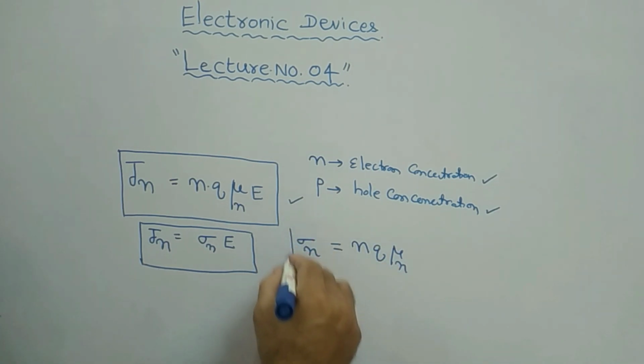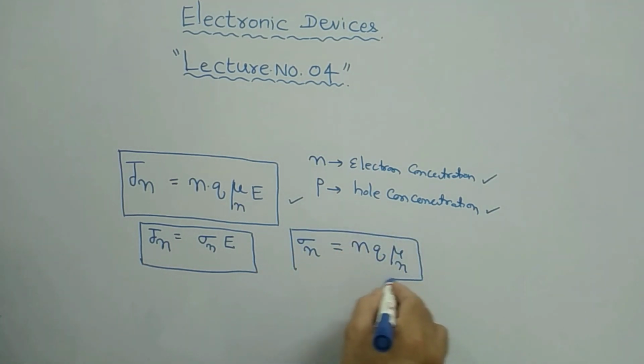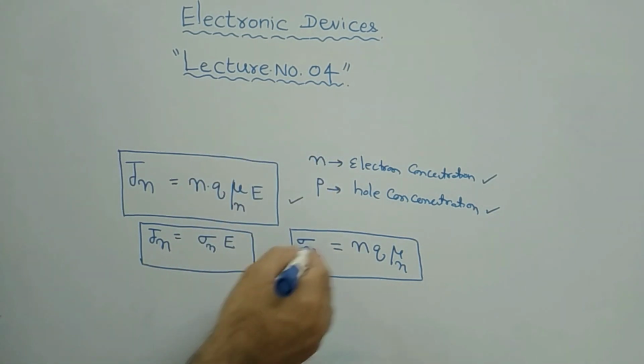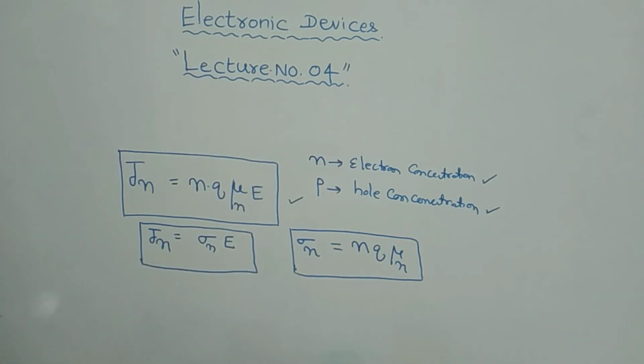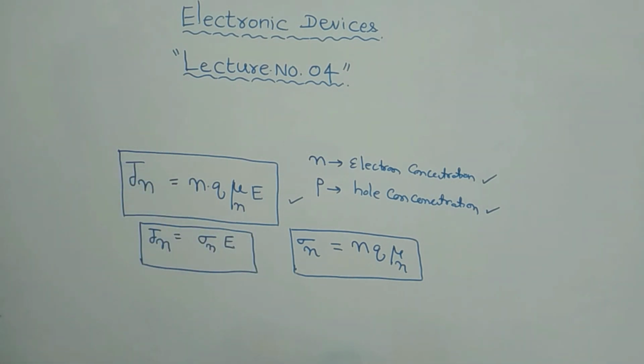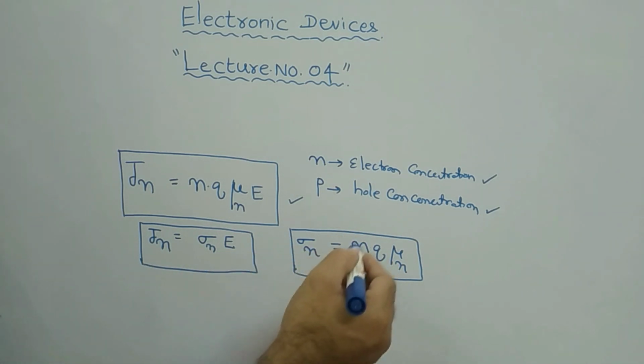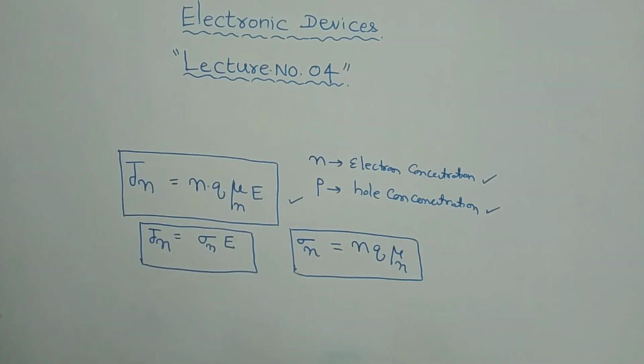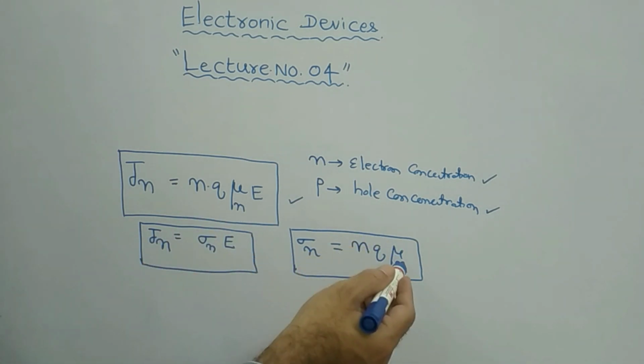This is your conductivity with respect to electron. Sometimes in examinations, they will ask only this much: what is the conductivity with respect to electron? Then you must use this formula only, n into q into mu n. You need the electron concentration and then the mobility of the electron.